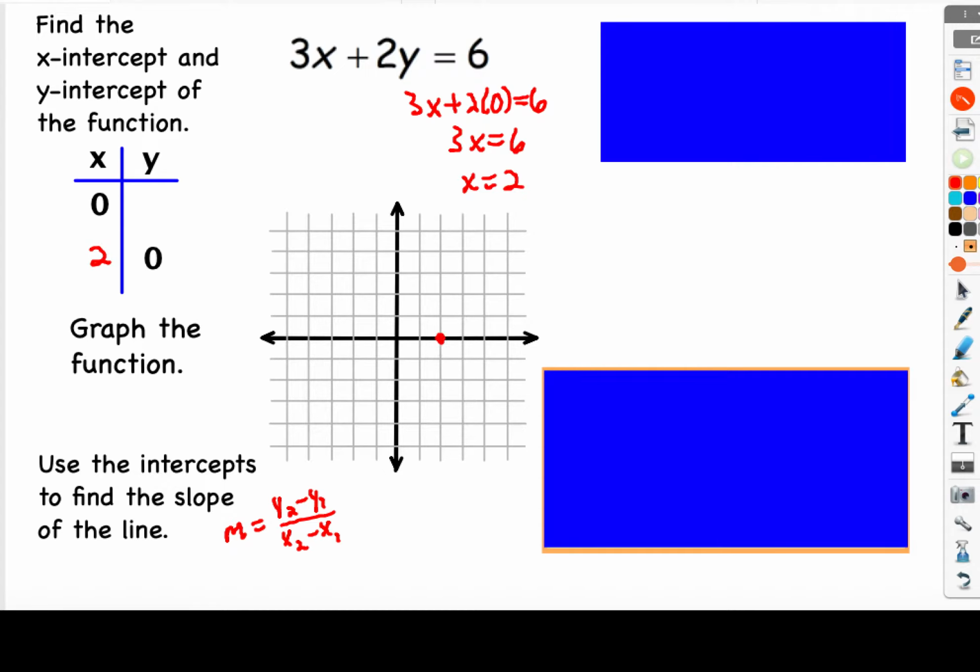Then we can also, if we use the little more room here, plug a 0 in for the x coordinate. So again, 3 times 0 is going to be 0 plus 2y, which is just 2y equals 6 then. And again, if we divide both sides by 2, then 2y becomes y, 6 becomes 3, and I can plot the point (0, 3) on my graph.